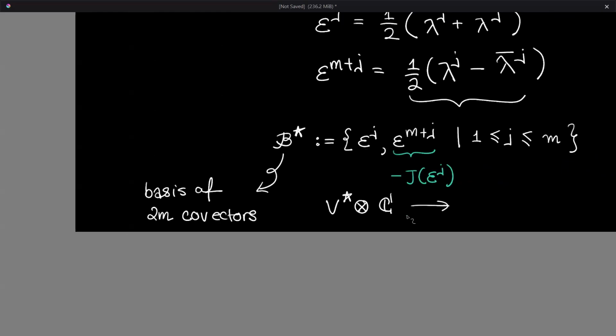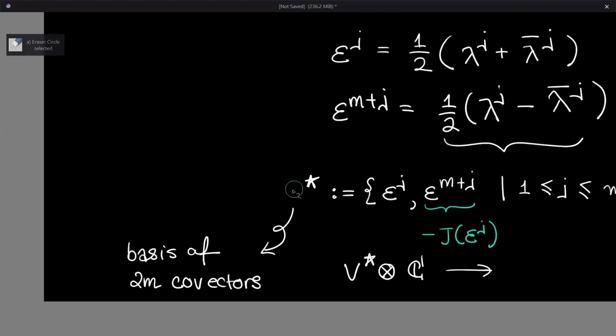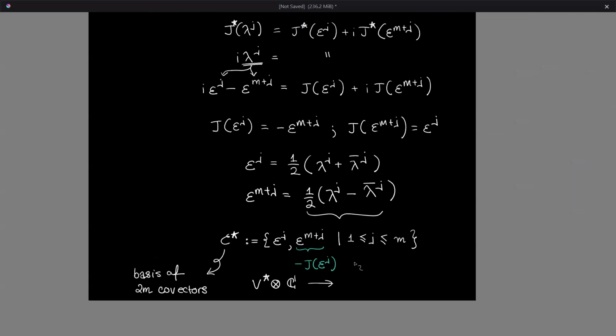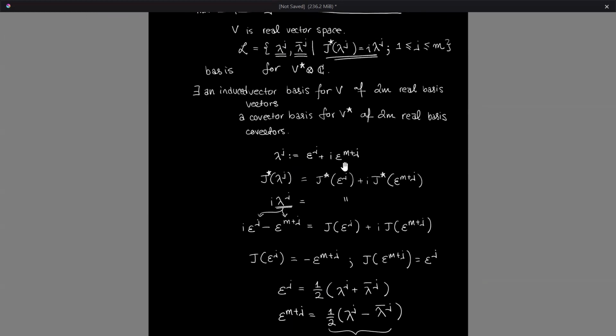Since we've already called something B star, maybe we should call this, I don't know, let's call it C star. I don't know how to draw a curly C. There you go. That looks like a zeta. C. So that's our new basis. What we have left to do is to construct a basis for the vector space. So let's do that next.